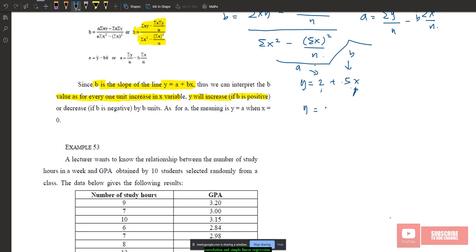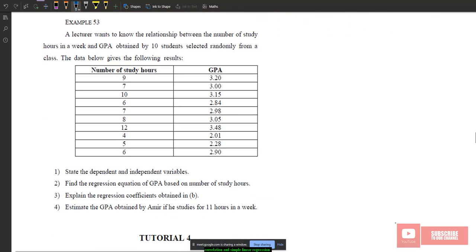So let's say you have another equation, minus 5x. For every unit increase in x, y will decrease by 5, because we have negative 5. And this is positive 5, which means for every unit increase in x, y will increase by 5. Right. So now let's look at example number 53.